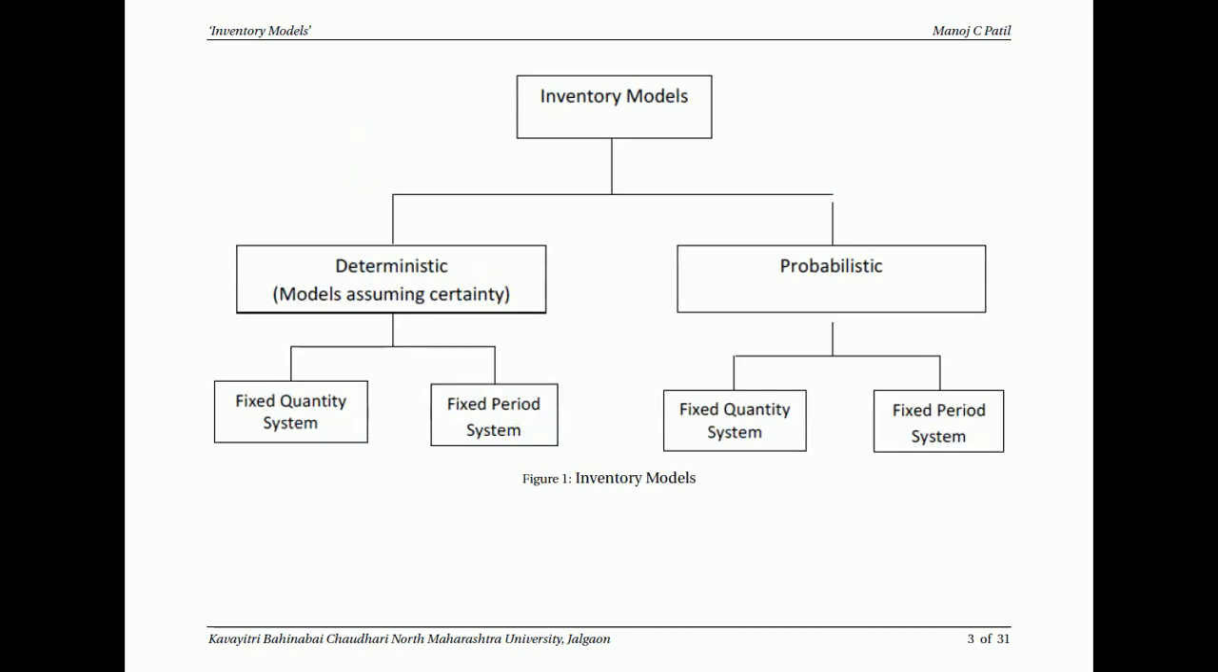These are the inventory models. Classification of inventory models is based on the demand. If the demand is deterministic, fixed, then it is a deterministic inventory model. If the demand is random, then it is classified as a probabilistic inventory model. We are going to see one or two deterministic models and one or two probabilistic models. Both are again classified with respect to fixed quantity and fixed period.